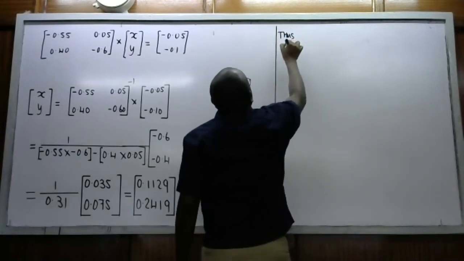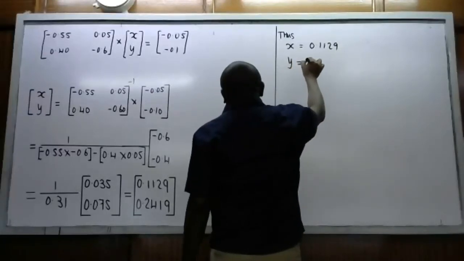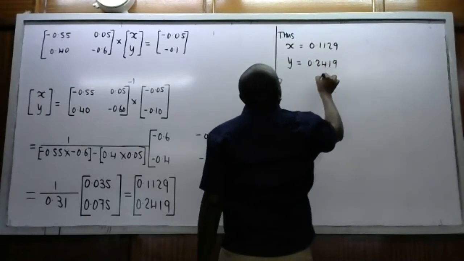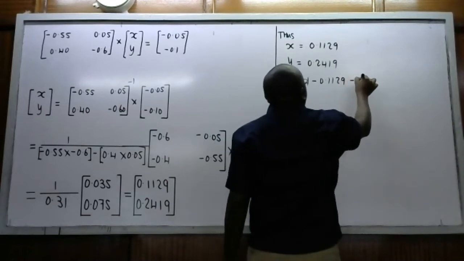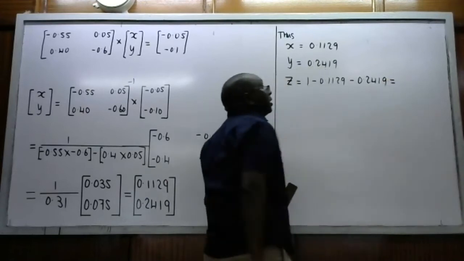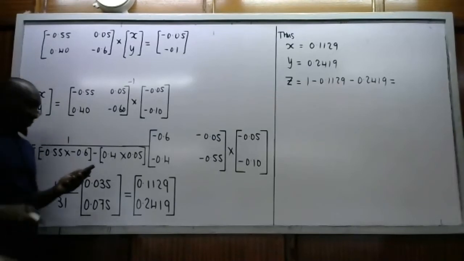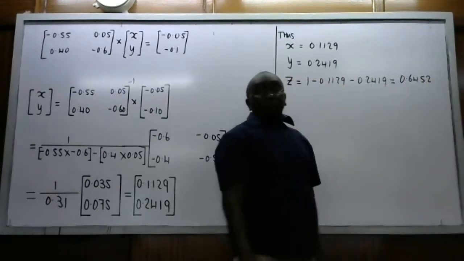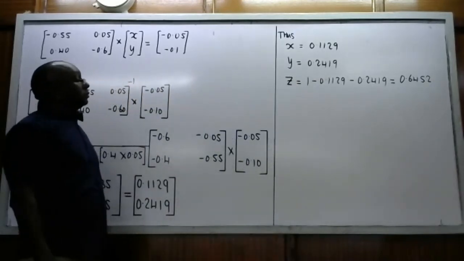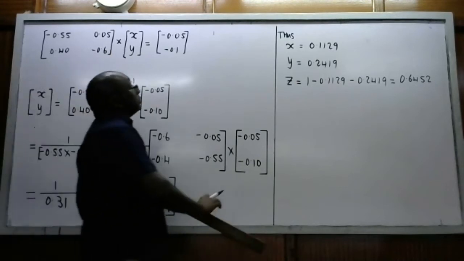Thus, X is 0.1129, Y is 0.2419, and Z will be 1 minus 0.1129 minus 0.2419.